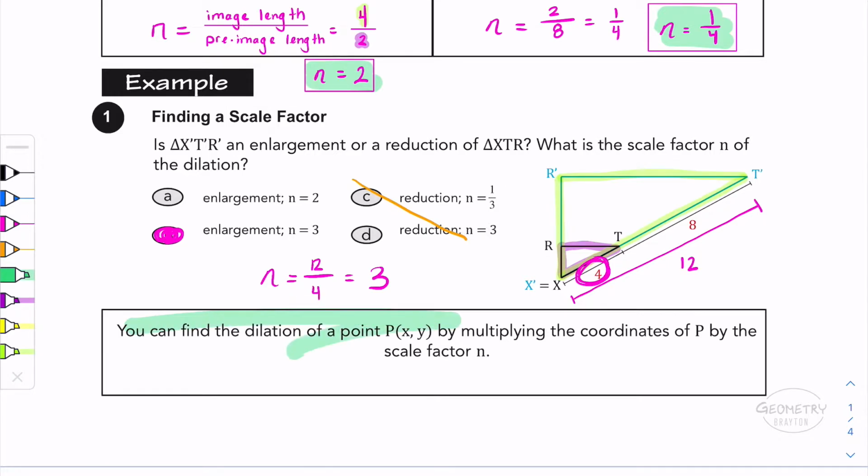Looking down at this section, it says you can find the dilation of a point by multiplying the coordinates by the scale factor of n. So if you were to use a notation, you would say x comma y maps onto your scale factor of n times x, and then your scale factor of n times y.